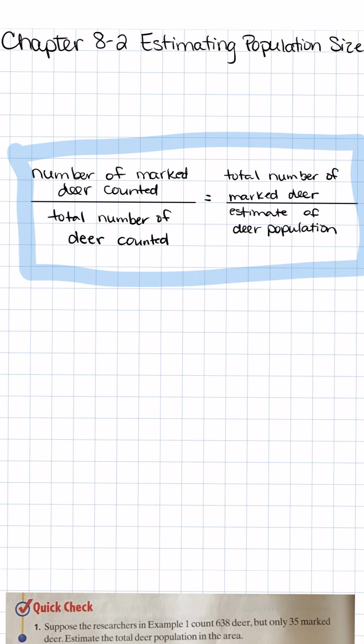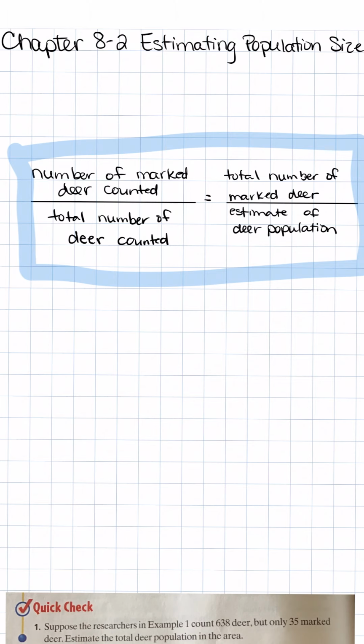This right here. So the number of marked deer counted divided by the total number of deer counted equals the total number of marked deer divided by the estimate of the deer population. So let's try an example.